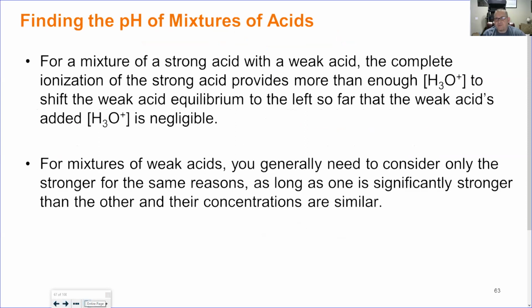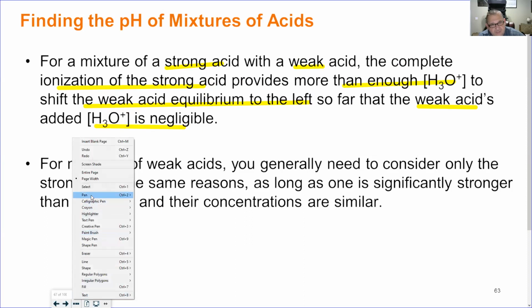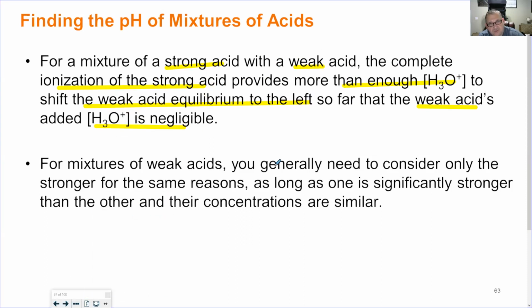Now, how do I deal with it when I have mixtures? If I have a mixture of a strong acid and a weak acid, what happens is the ionization of the strong acid is complete, and it provides enough protons that it suppresses the ionization of the weak acid to the left, so that the ionization of the weak acid is negligible, something we don't have to consider. Now, what the heck am I talking about? All right, so let me try to illustrate that.